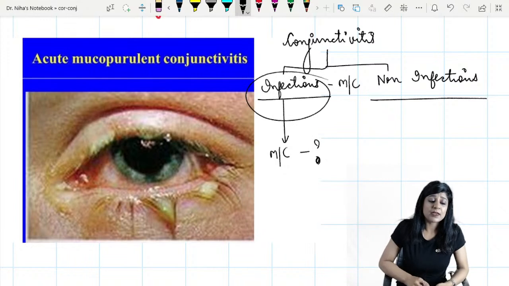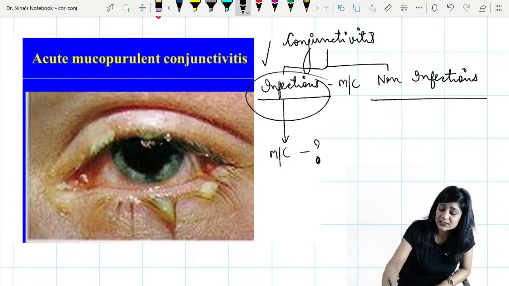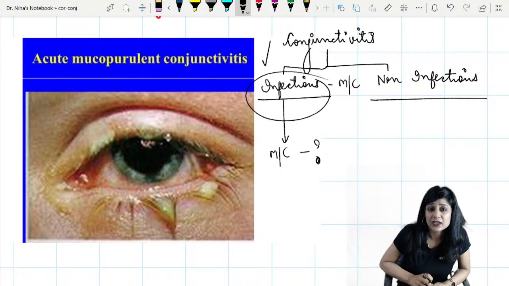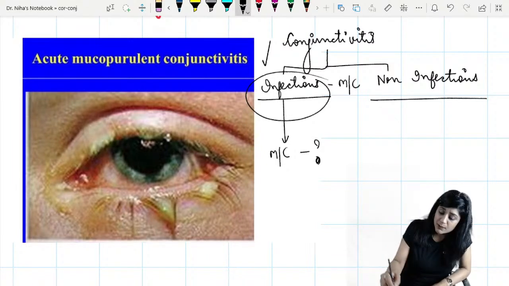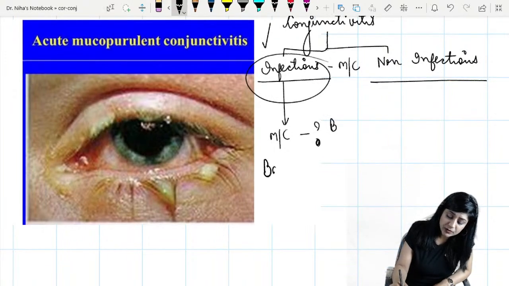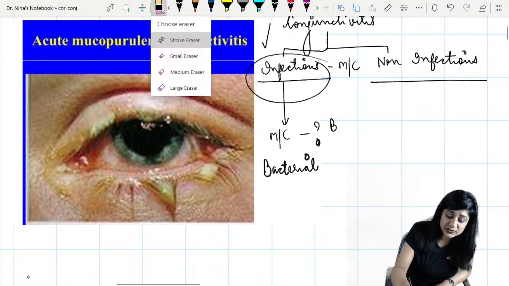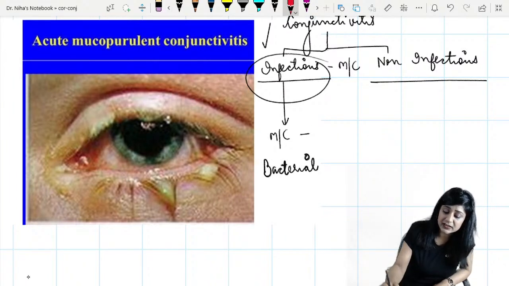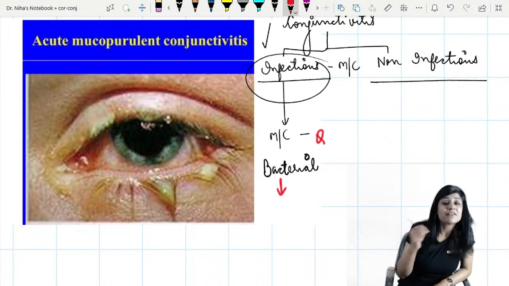Anybody who can tell me what is the most common cause of conjunctivitis? Infectious one is most common. Now what is the most common infection? Most common infection will be the bacterial. So actually it is the bacterial. Another important question. See, these are the little questions that they can ask you. And in the bacteria, which is most common?